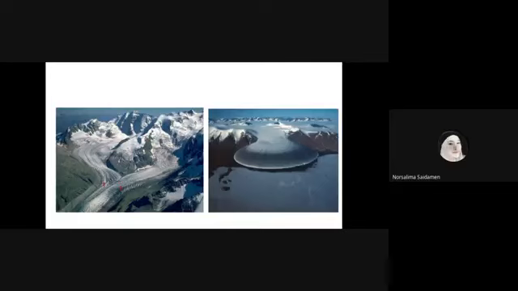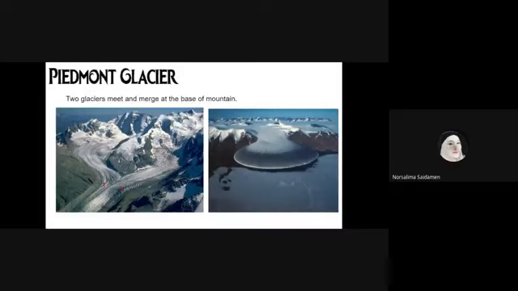Or if valley glaciers haven't extended to sea level and those valleys keep moving and meet and merge at the base of a mountain, we call it the piedmont glaciers. So piedmont glaciers is when two glaciers meet and merge at the base of a mountain.